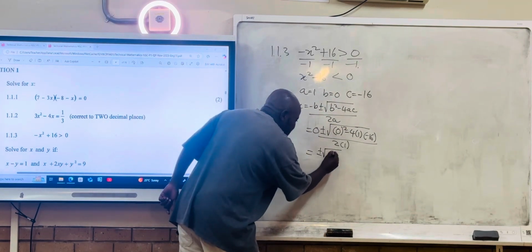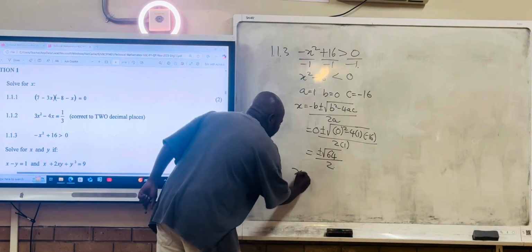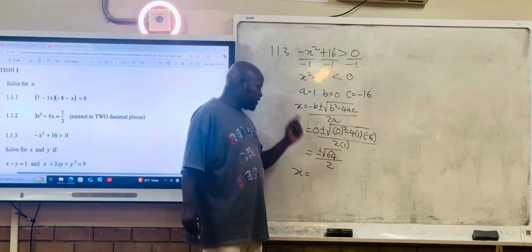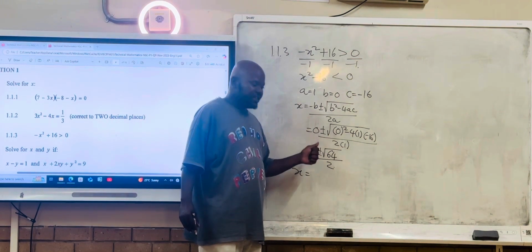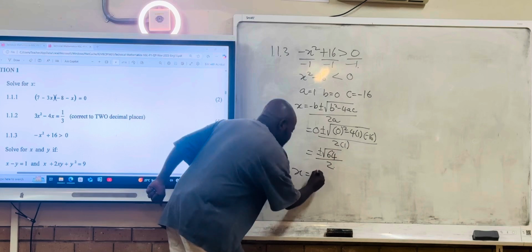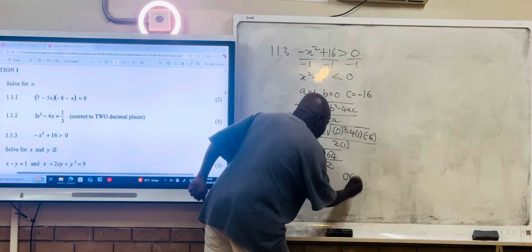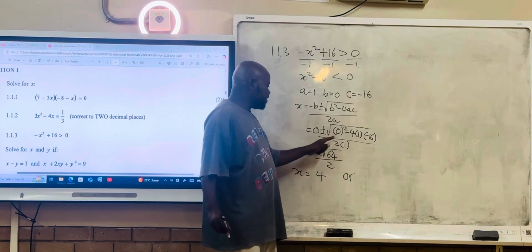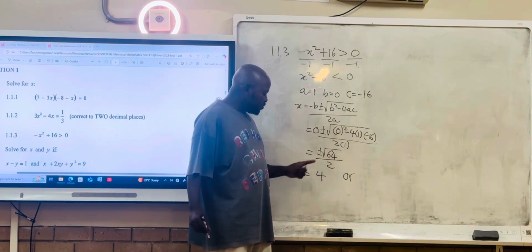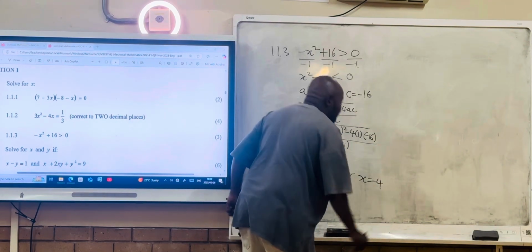So our x will be plus root 64, which is 8. 8 divided by 2 will be 4. Are we together? Now we say or, minus root 64, which is negative 8. Negative 8 divided by 2, x will be equal to negative 4.